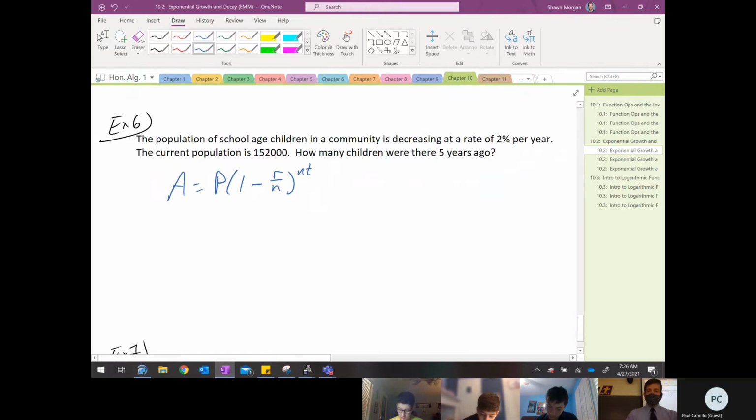Now it says we're given a rate of 2%, so I know to plug that in is 0.2, right? Don't you dare say yes. 0.02, good. Me getting a little tricky on this beautiful Tuesday morning. Let's see here. They're increasing, or excuse me, they're decreasing. They measure it once a year. All right, so how much does it start off with? The population is currently 152,000. And we're going to subtract 1 times 5. How many children were there 5 years ago?